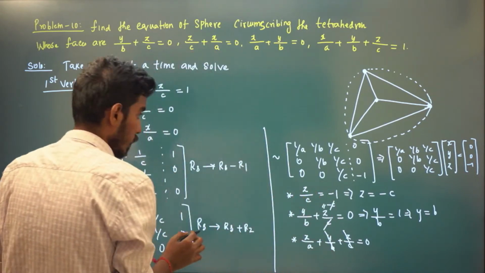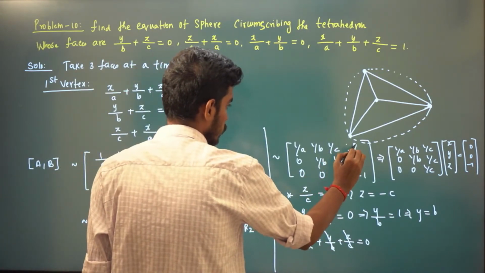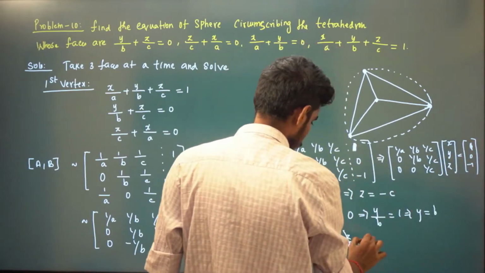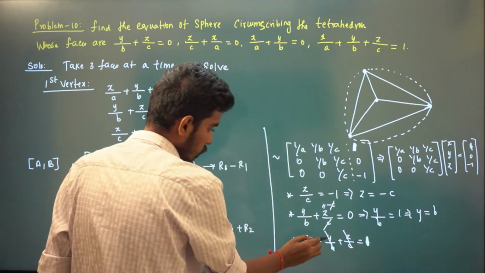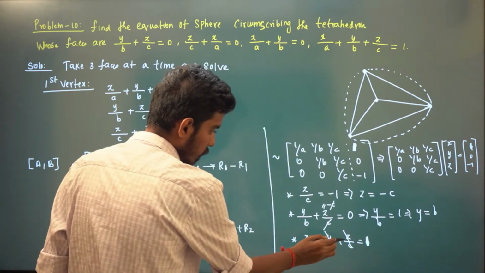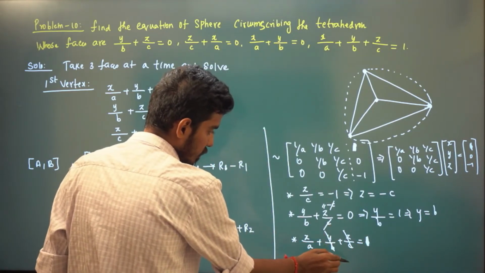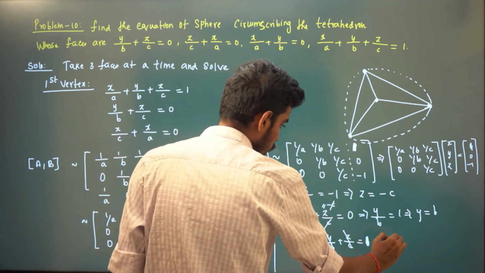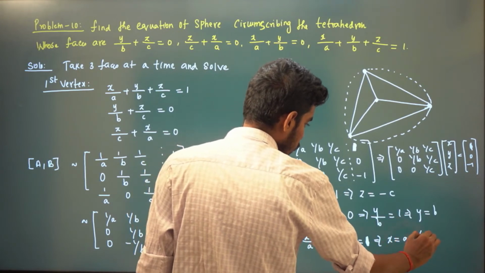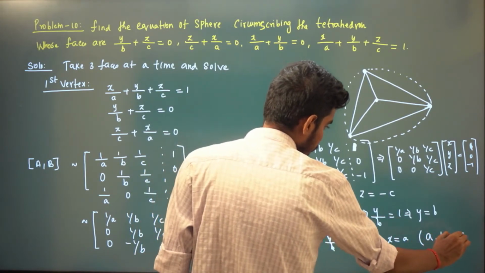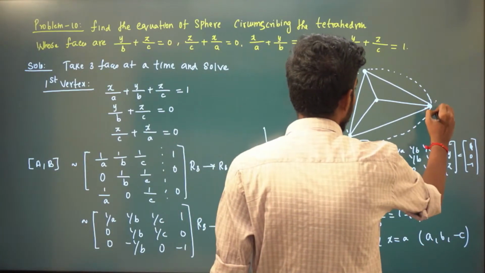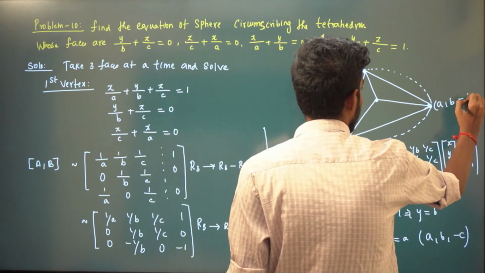This is 1, right? 1 by a, 1 by c. So y is b, so b will be 1, z is minus c. So minus c, this will be minus 1, this will be 0. So you will have x is equal to a. So a comma b comma minus c is one of the vertex, right? So one of the vertex is a comma b comma minus c.